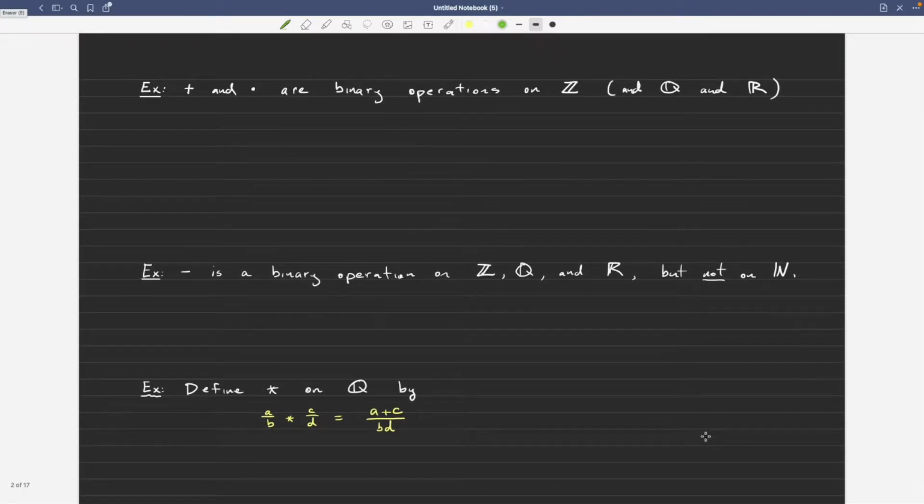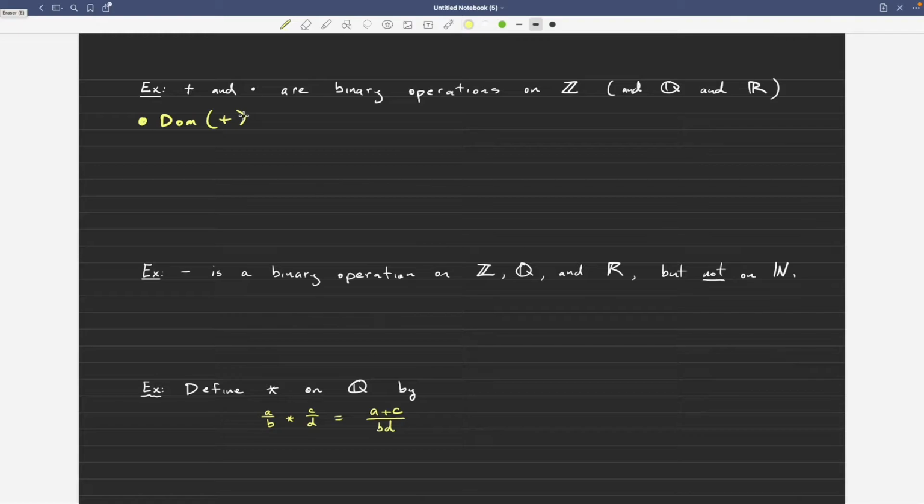Let's start with some simple potential binary operations and think about why they satisfy our definition. First of all, let's think about addition and multiplication, and we'll consider it on the integers, but everything that we'll say will be true of the rational numbers and the real numbers as well. So let's think about addition just for a second. What is the domain of addition? So what things can we add?